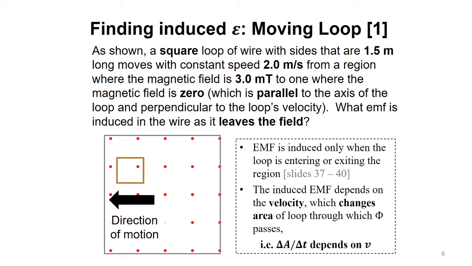So we know that EMF is only induced when the loop is entering or exiting the region, not when it's in between, not when it's completely inside. And the induced EMF depends on the velocity, because depending on the velocity, the area changes fast or slow. So we are looking at change in area, delta A over delta t, and this delta A over delta t depends on the velocity. The faster it moves, the faster the area changes. We have to calculate exactly how.